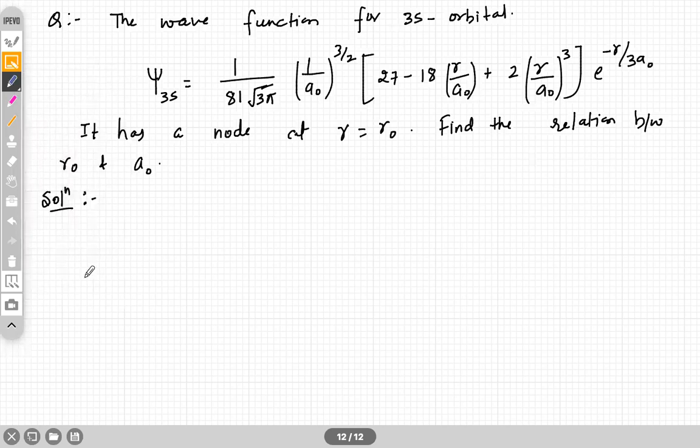Could you think of this question? What is the possibility we have? What is a naught and r naught? r is the radius, and a naught is the first radius we have. r naught is the information given, so it's like a variable. At that particular distance r naught, there is a nodal surface.